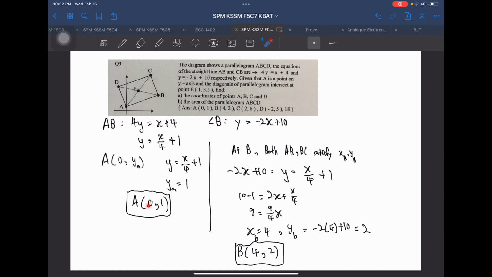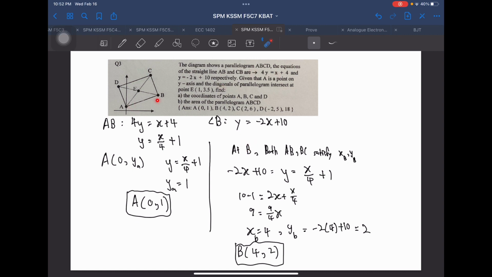The x for A is 0 because it is the y-intercept. If a point is at the y-intercept, x equals 0. If a point is at the x-intercept, y equals 0. Okay, so you got point A, and now let's proceed to find point B.